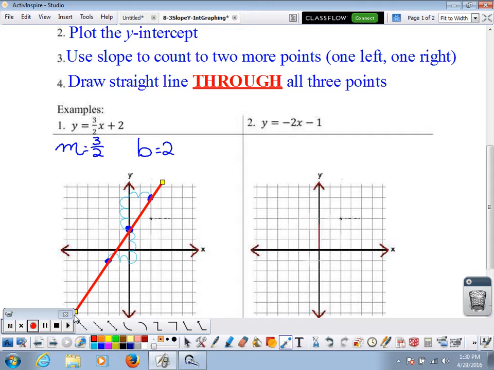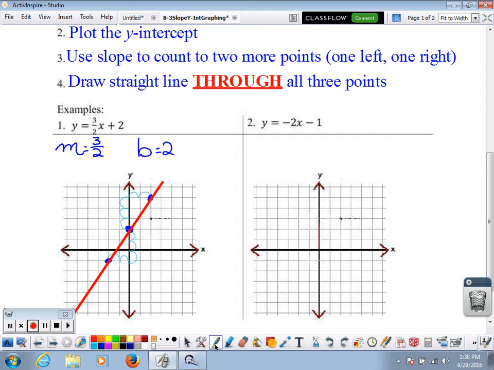I know that that's not true. I know that the function goes on forever and ever in both directions. You can show me that you know that by drawing a line all the way across that grid. Okay? Plus, next year when you're graphing inequalities instead of equations, you're going to need that line to be all the way across. So develop that habit now so that next year it's a piece of cake. Okay, now let's take a look at the second one.